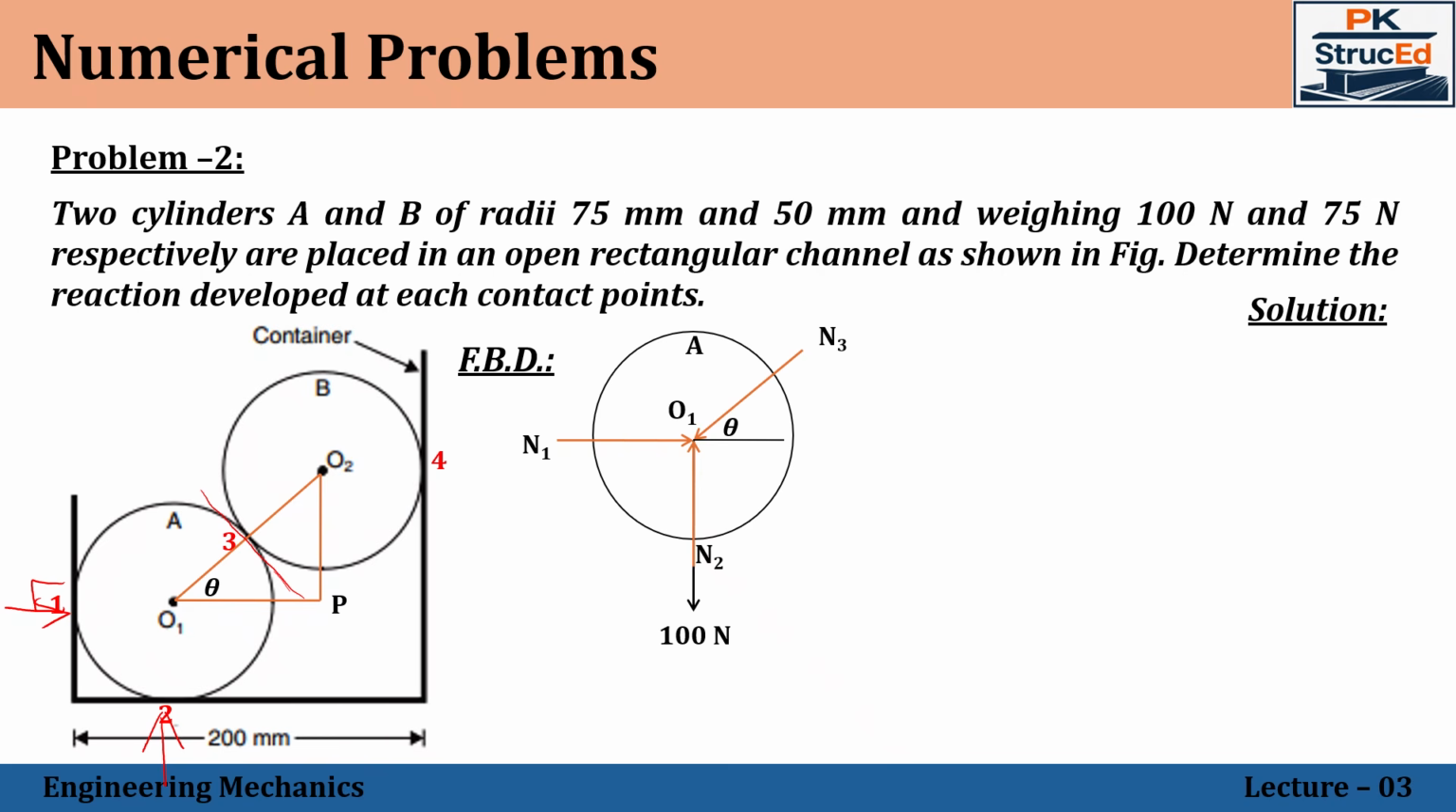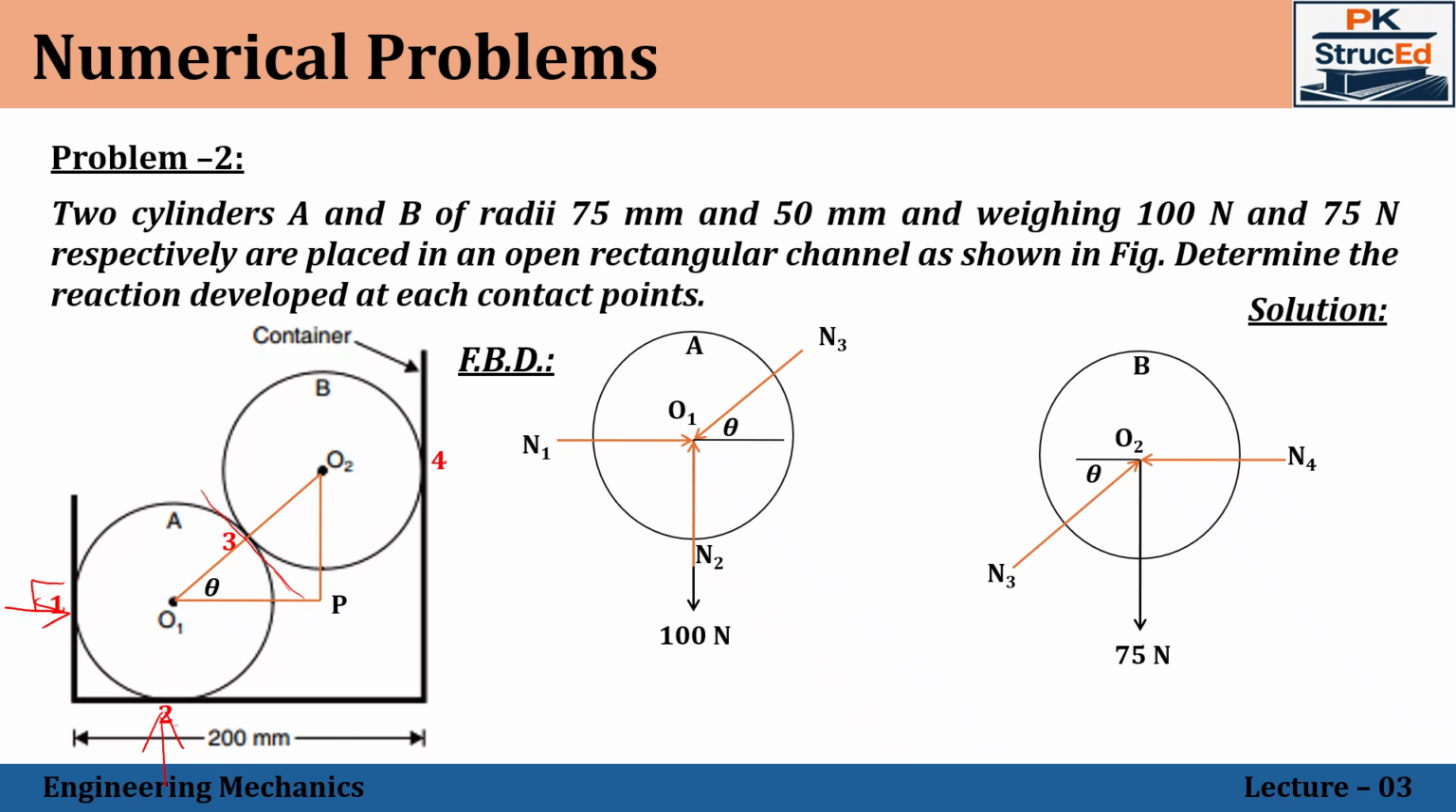Next we shall move on to cylinder B. Again here also the weight will be acting vertically downwards with a magnitude of 75 Newton. Then it has two contact points, 3 and 4. Again representing the normal reactions towards the center point, we get N4 and N3. Now you can see that N3 is an inclined force which makes an inclination theta with respect to the horizontal.